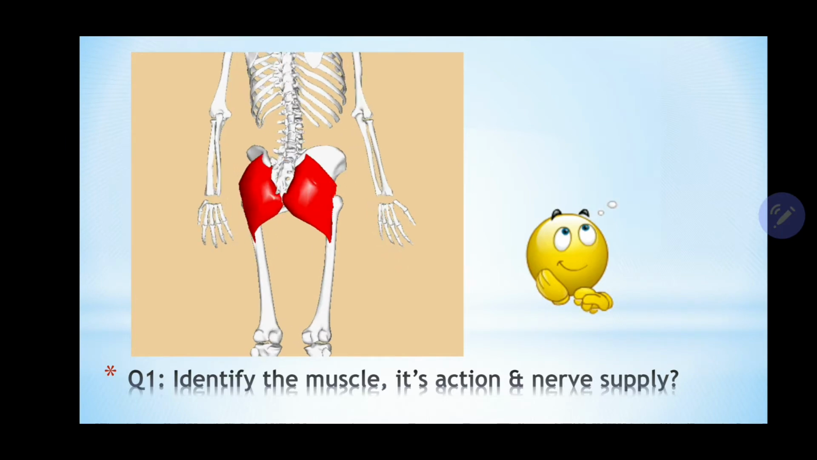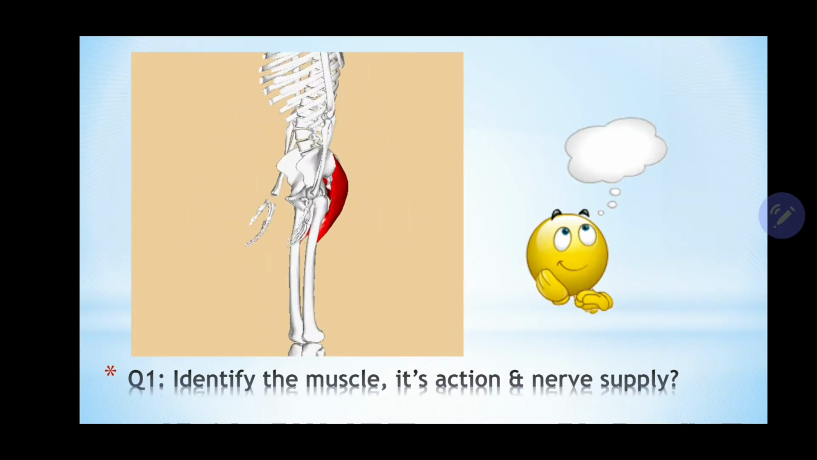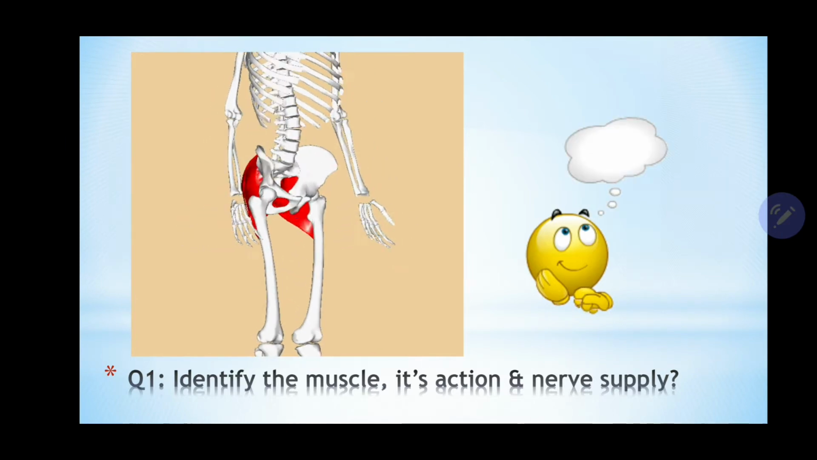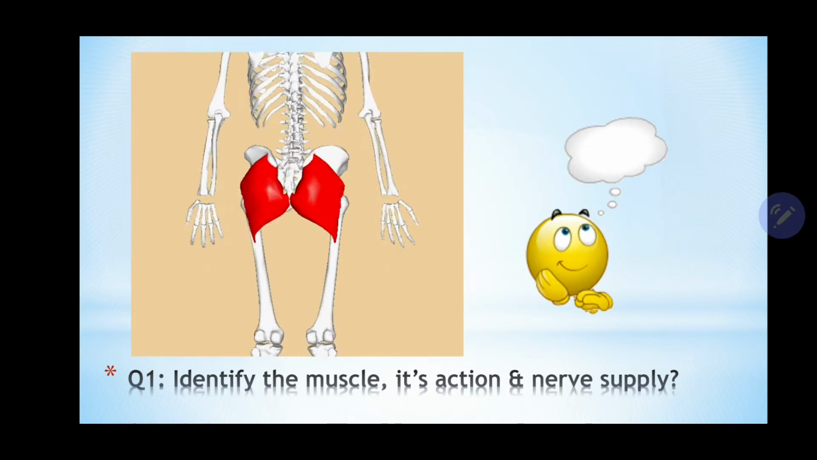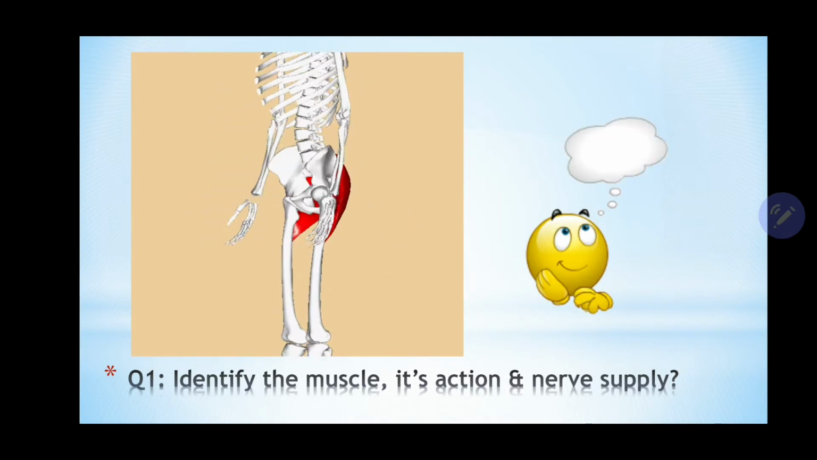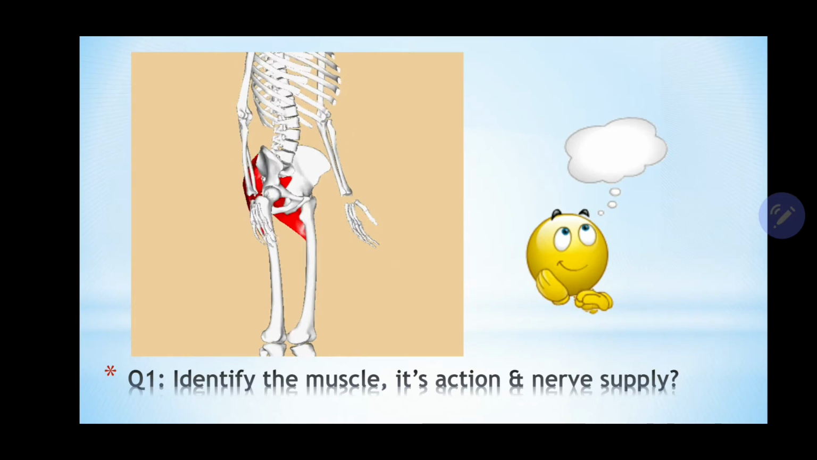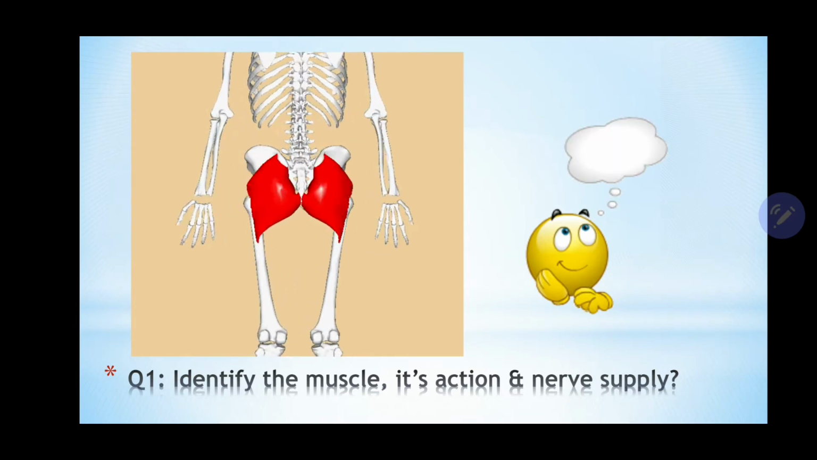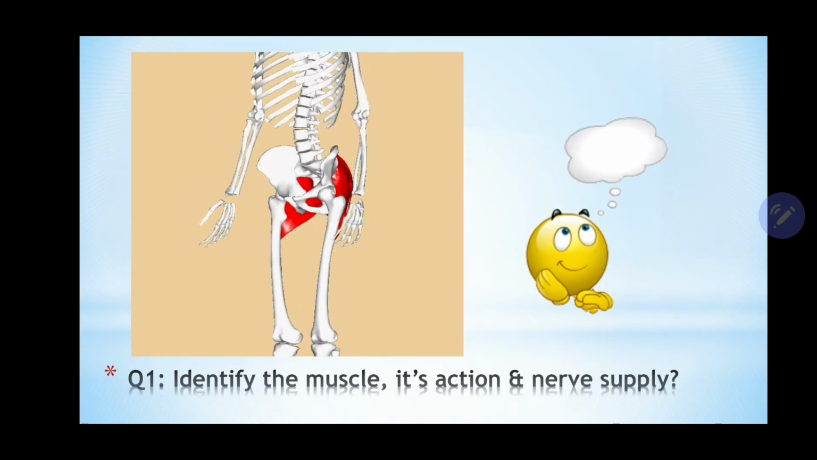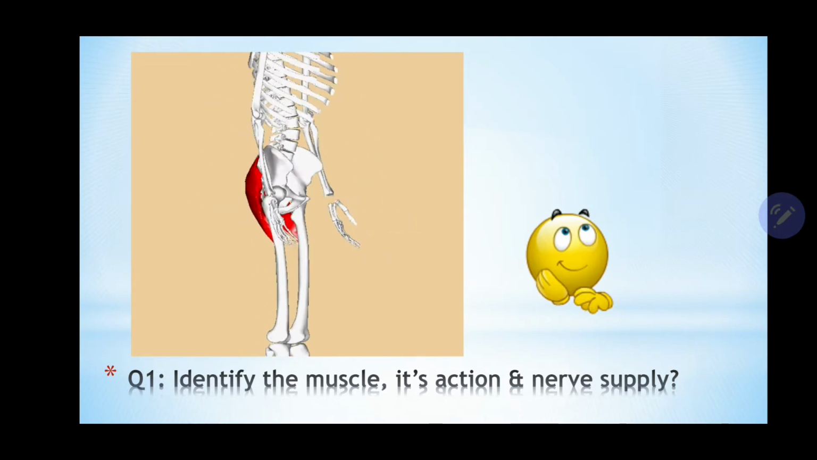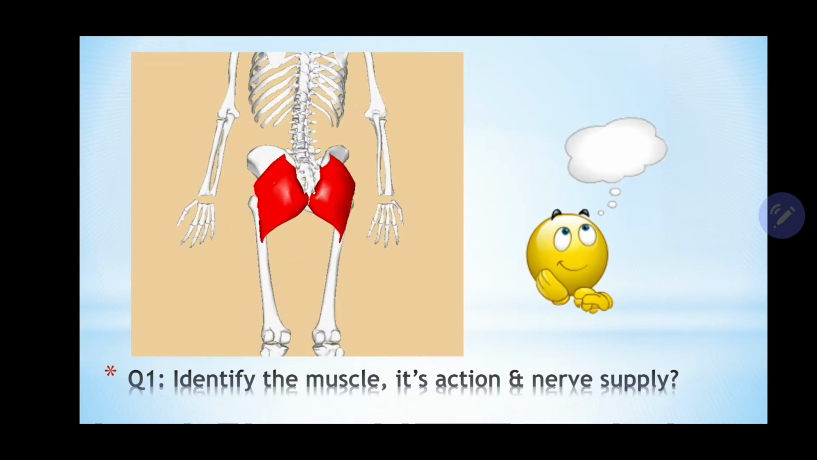Alright, this muscle is gluteus maximus. This is the largest muscle of the body. This is one of the most powerful muscles of the body. This is also a very powerful anti-gravity muscle. And it is this muscle on which you sit.